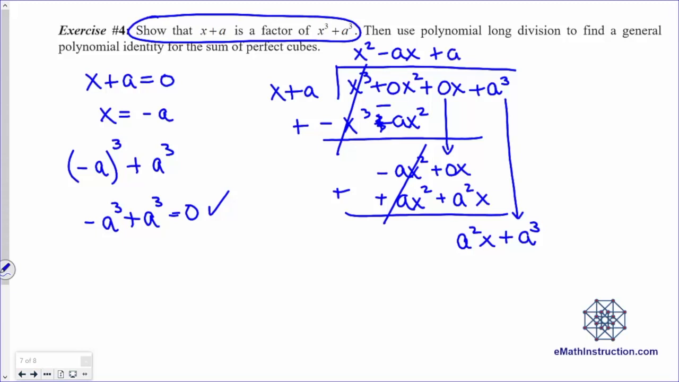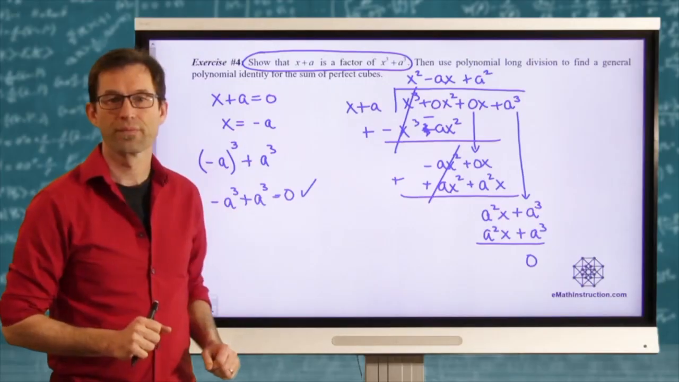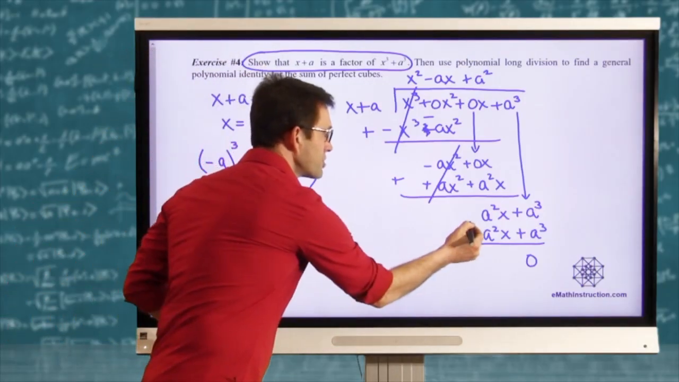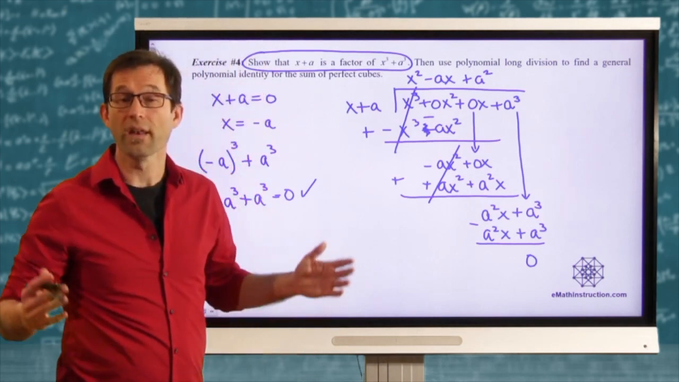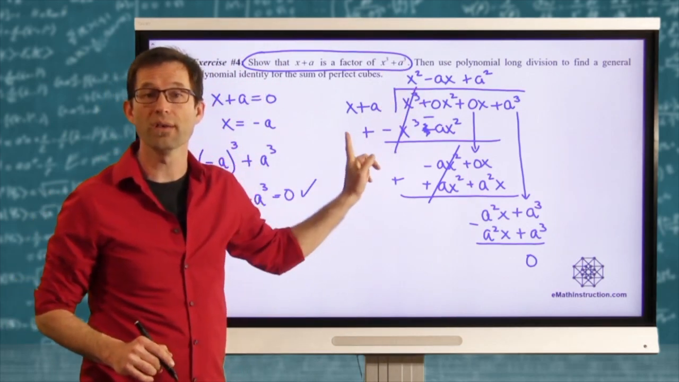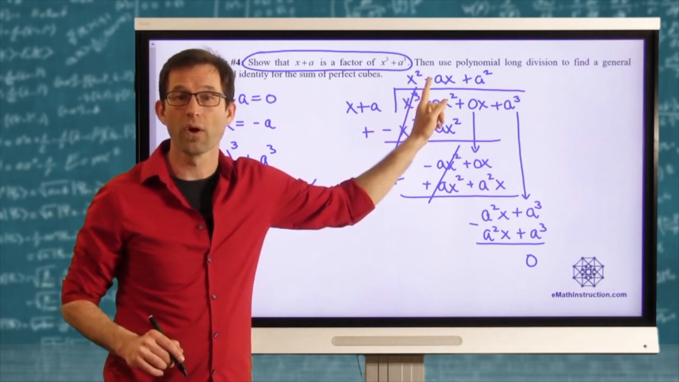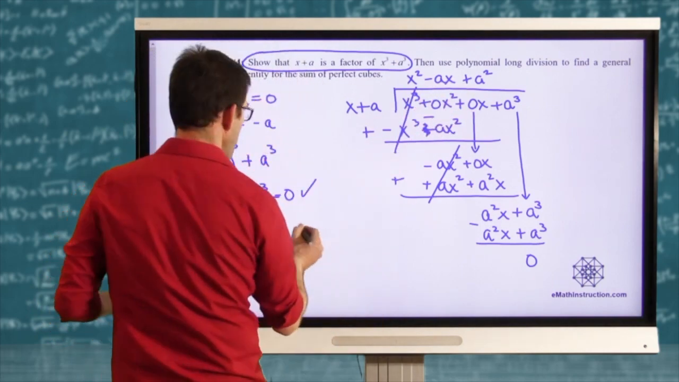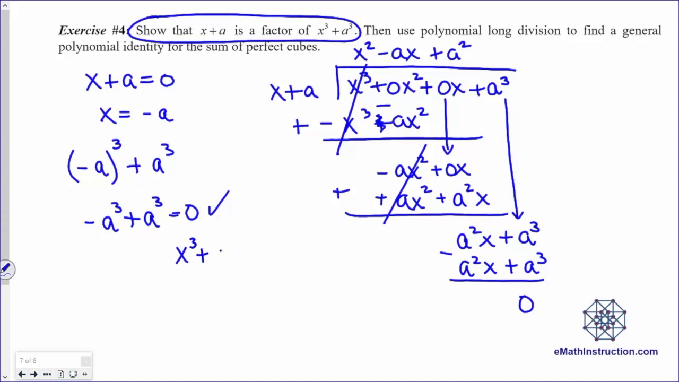And finally, little plus a squared there. Gives me a squared x plus a cubed. And when I subtract those, we're left with a remainder of 0. All right. And again, put a little subtraction sign in there. Right now, we can write x cubed plus a cubed as the product of x plus a times x squared minus ax plus a squared. So x cubed plus a cubed is equal to x plus a times x squared minus ax plus a squared.